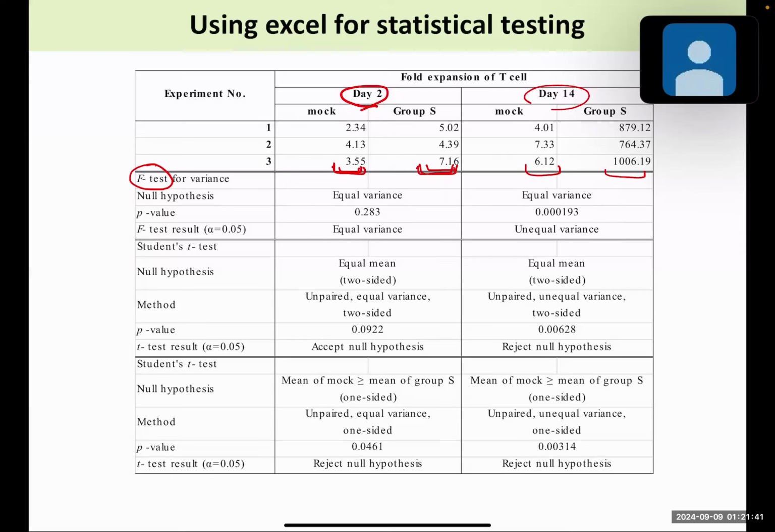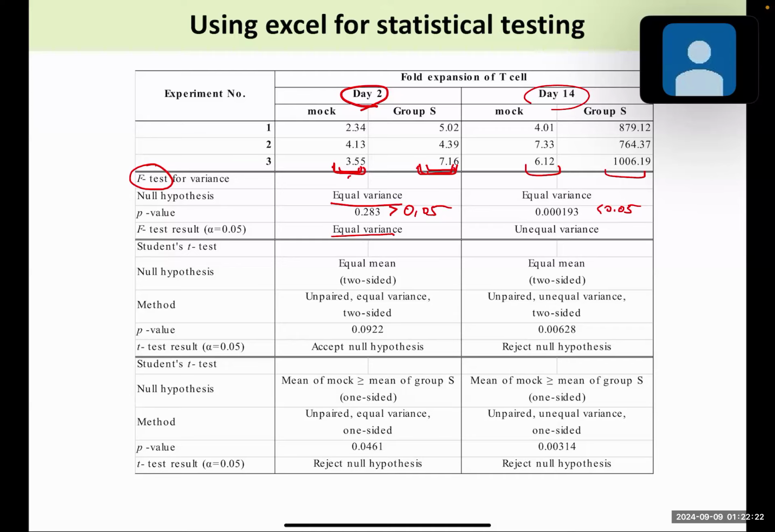So you first perform the F-test for the two groups, and the null hypothesis in this F-test is equal variance. When you calculate the p-value and it is larger than the threshold, normally 0.05, then the null hypothesis is accepted, so the two groups are of equal variance. But in the second example, the p-value is lower than 0.05. That means the null hypothesis is rejected, so it's unequal variance. And then you perform students' t-test.